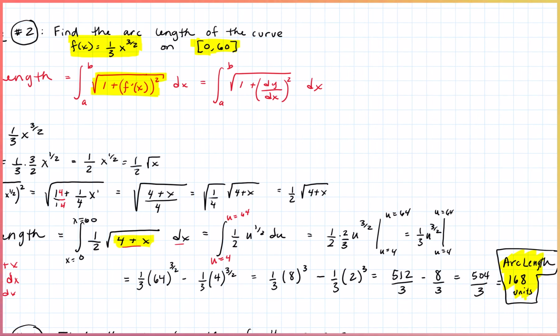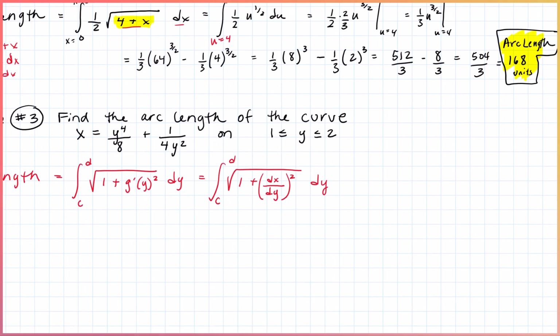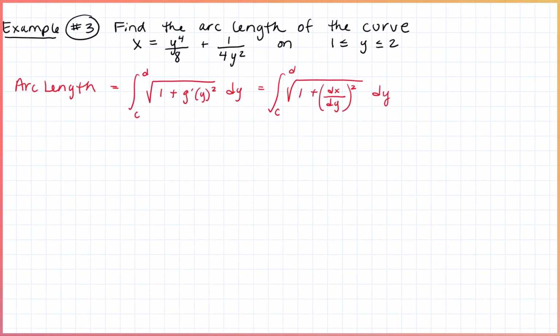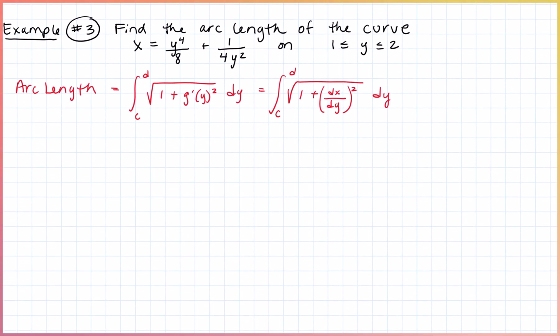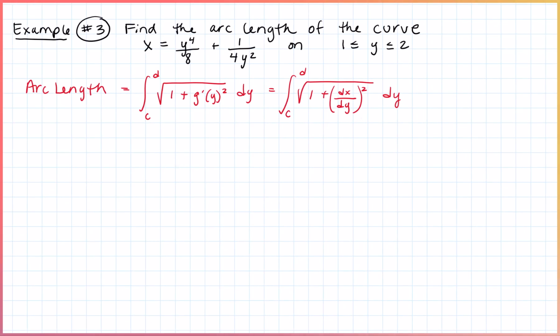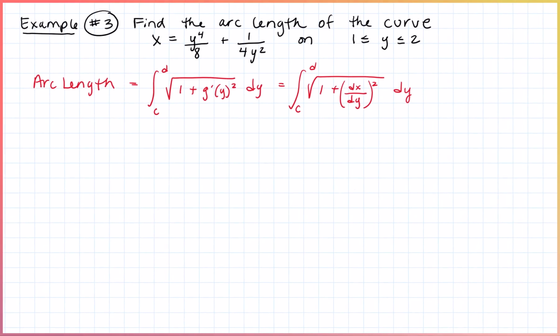I'm going to squeeze one more example on this video. Let's take a look at this one. This is the arc length of the curve x equals y to the 4th over 8 plus 1/4 y squared on the interval for y's between 1 and 2. So clearly on this particular one, we are utilizing our other variation of the arc length formula because we have x given as a function of y. So we're going to do it the same way, but we're going to be working with a function of y instead of a function of x.